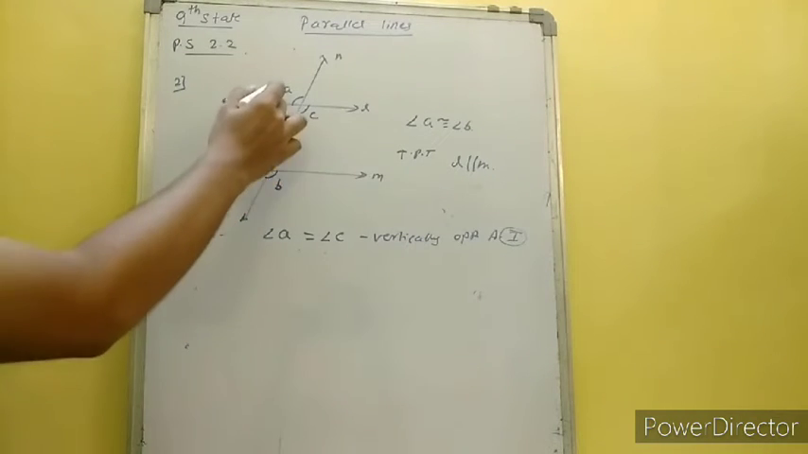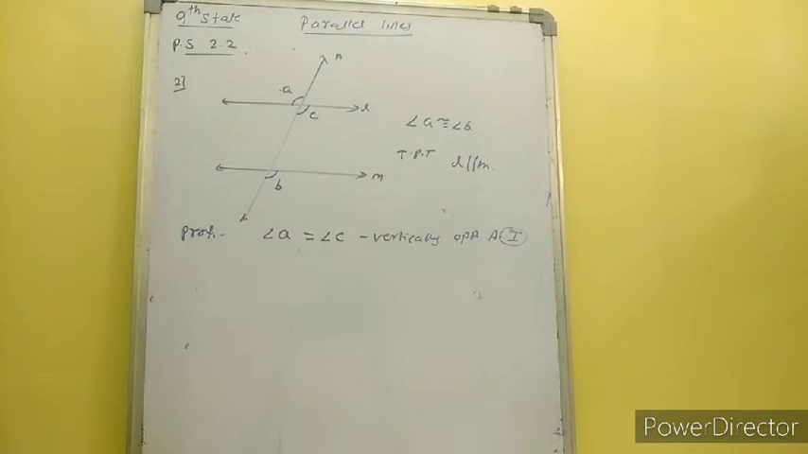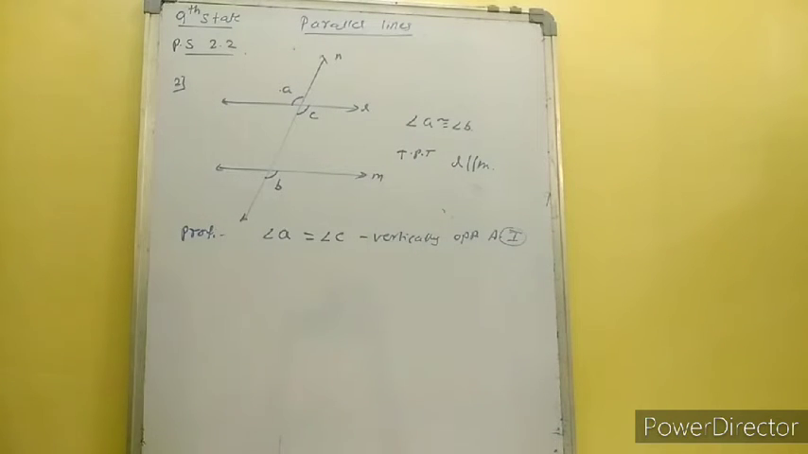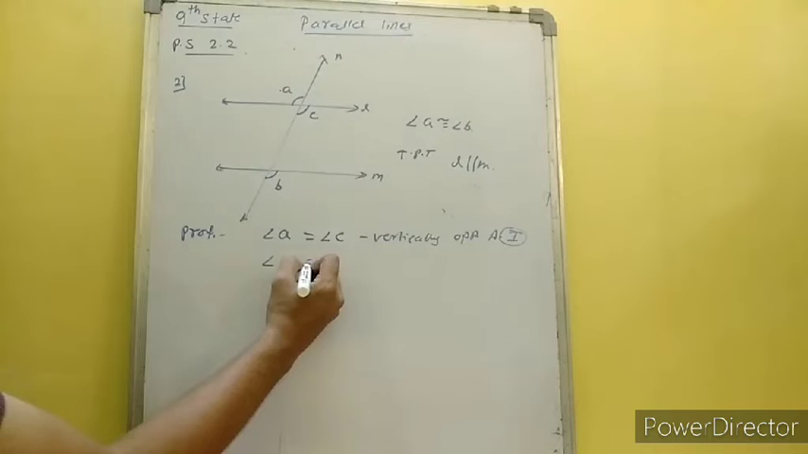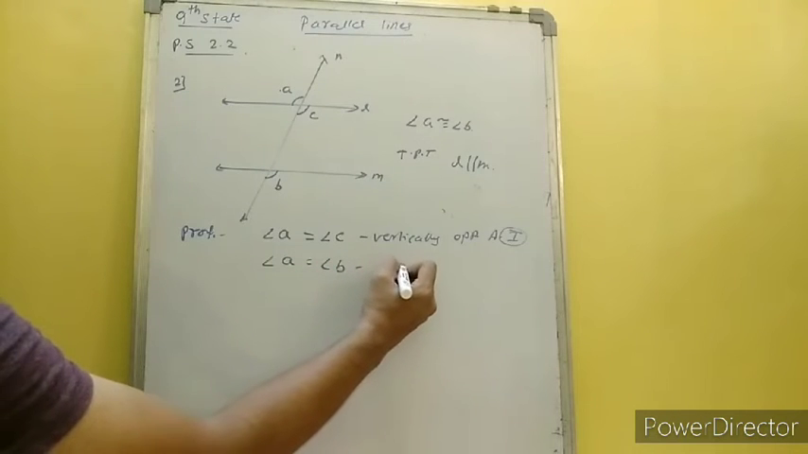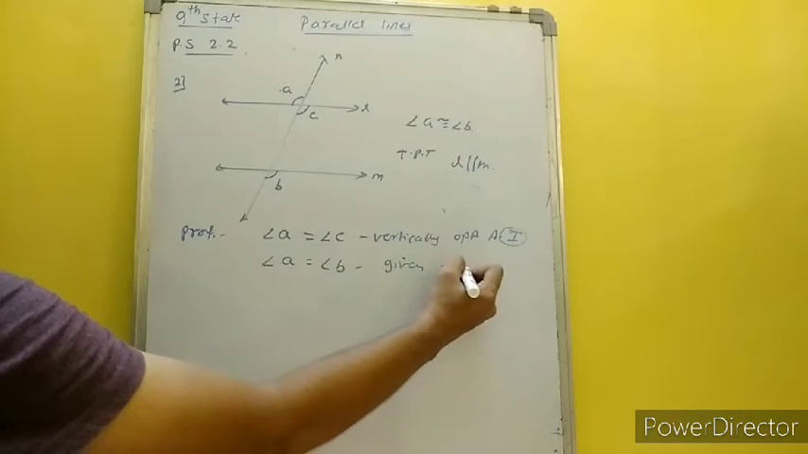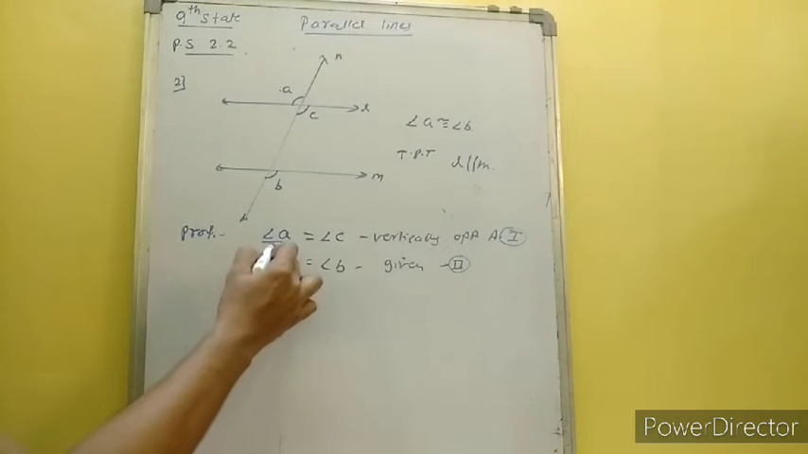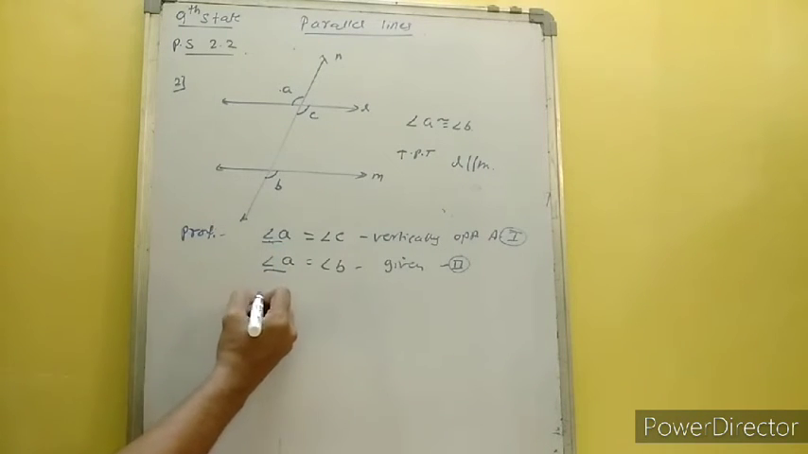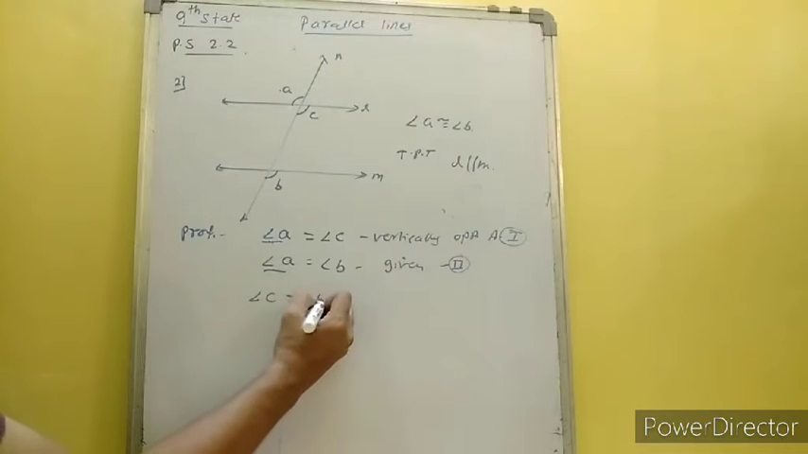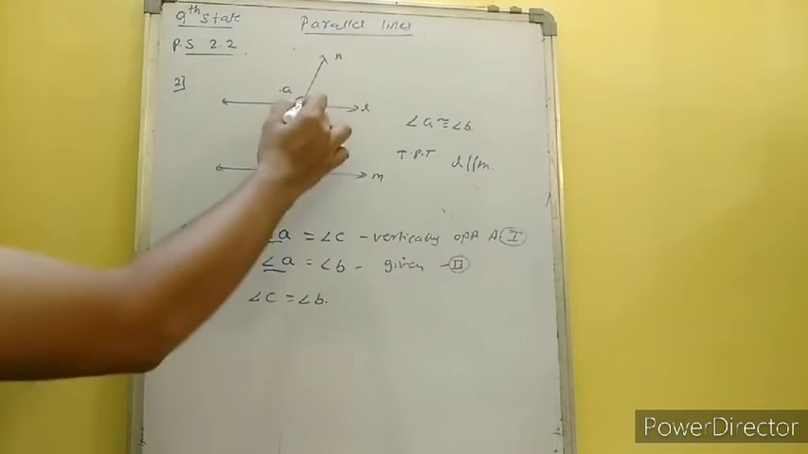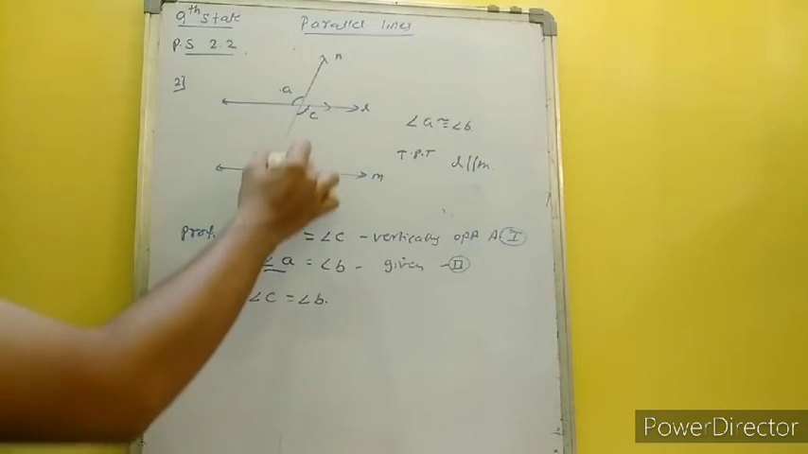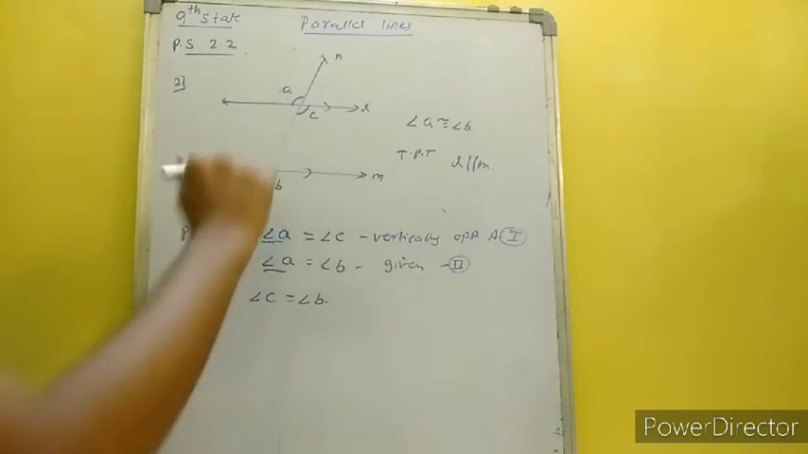Okay, angle A is equal to angle C, vertically opposite angles, and angle A is equal to angle B. This is given in the question. I will take this number 2. If you observe 1 and 2, I have A congruent, so I can say that angle C is equal to angle B. Okay, angle C is equal to angle B, and you can see that angle C and angle B are both the angles below the lines which are equal.